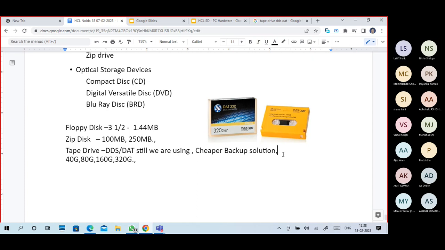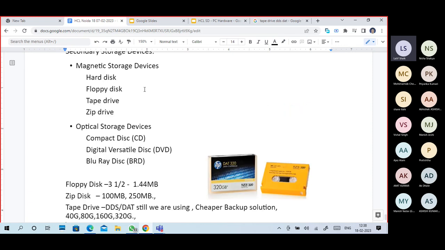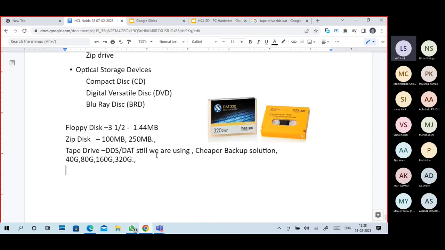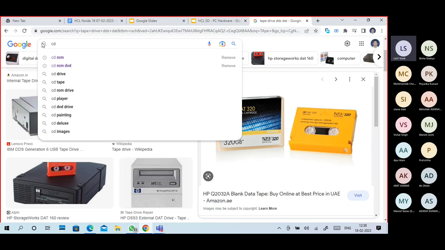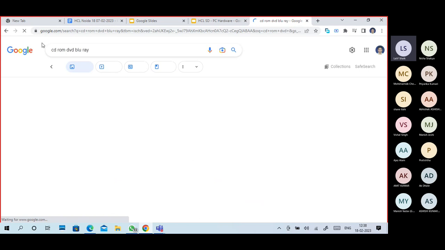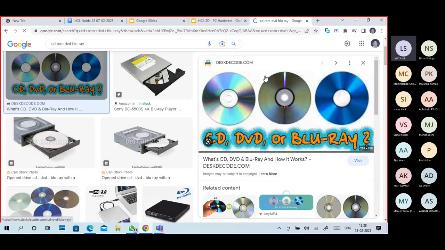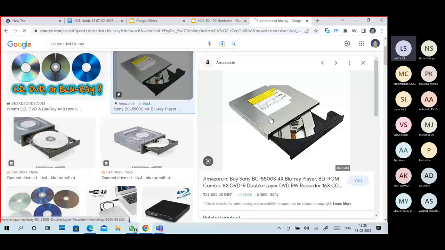Next step. Of course, I already told you we are going to discuss hard disk. So that's it. CD-ROM, it is an optical drive. Optical means CD, DVD, Blu-ray. If you see this one, it is like a small disk. There is a certain material on it. This is how the CD-ROM looks.